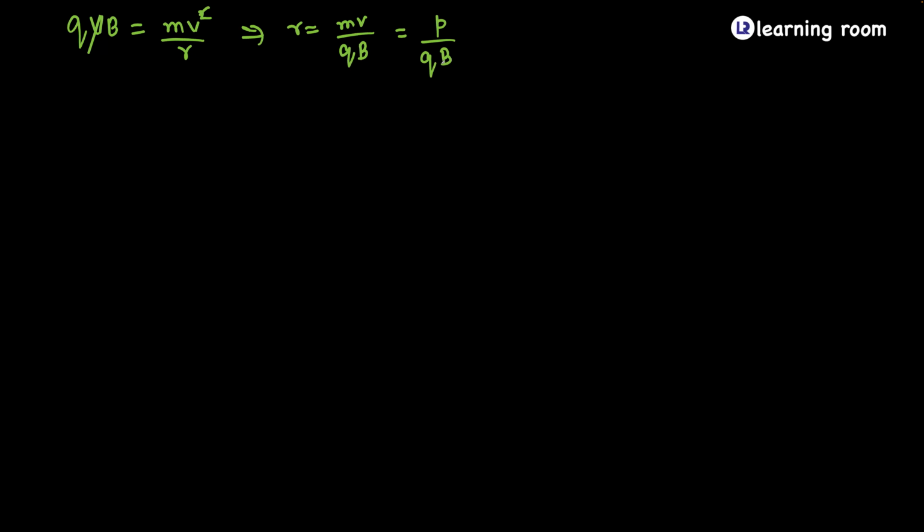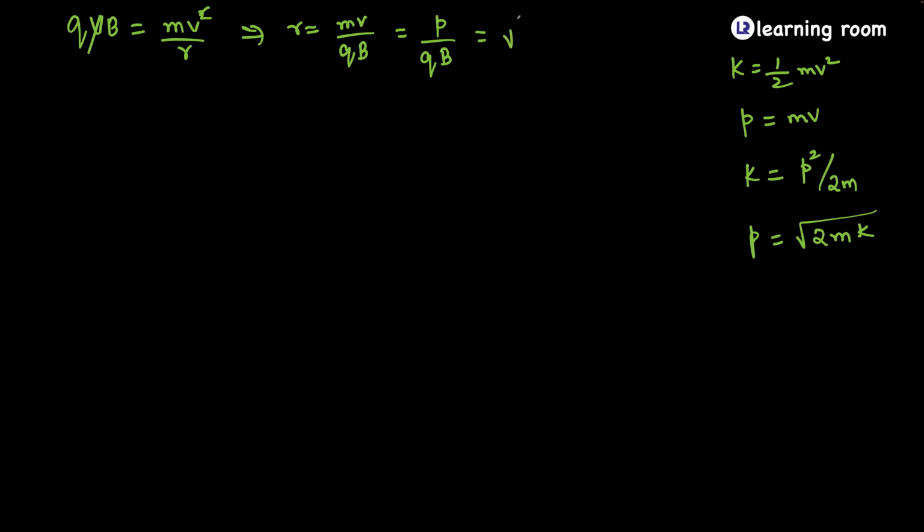Can I write it like this? So we know that kinetic energy is equal to half mv square and momentum is equal to mv. On solving these two equations, we get kinetic energy is equal to p square divided by 2m. So from here, I can conclude that p is equal to root of 2m into K. So you can take this and substitute it here. So this can also be written as root of 2m into K the whole divided by qB.